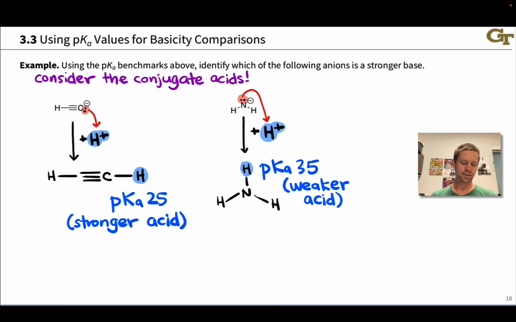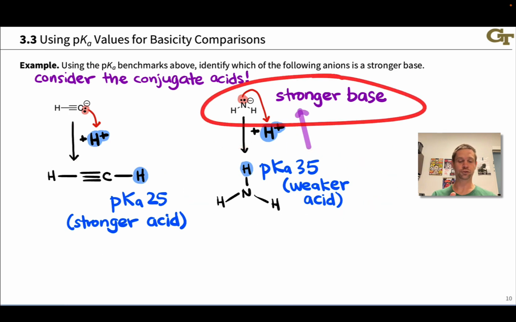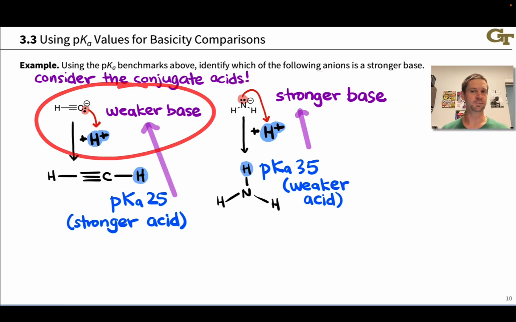So with this as the stronger acid, that means this is the weaker base. The conjugate base is the weaker of the pair. On the other hand, with this as the weaker acid, that makes this anion the stronger base of the two bases we've considered, right? Applying the conjugate seesaw again, if this acid is stronger than this acid, then logically, according to the conjugate seesaw, this conjugate base must be stronger than this conjugate base.